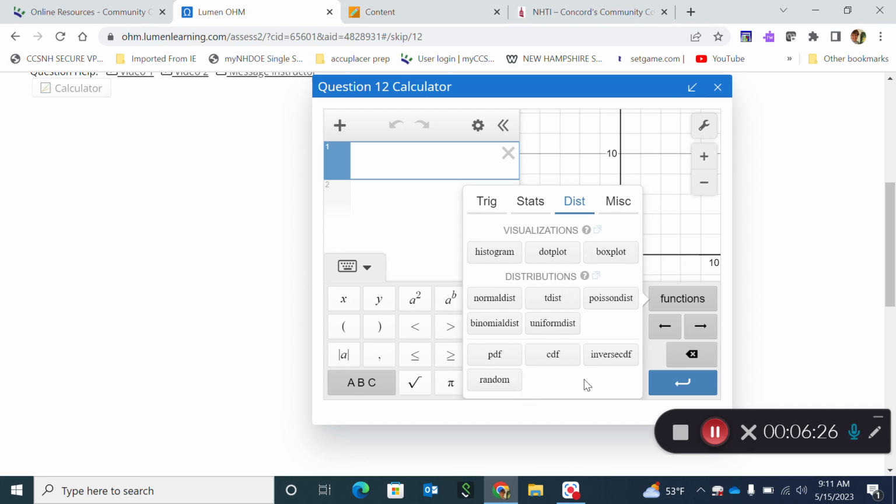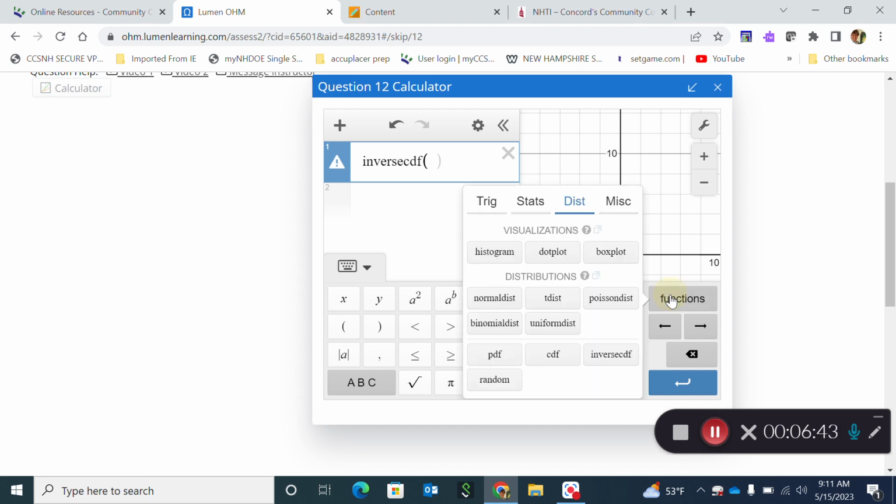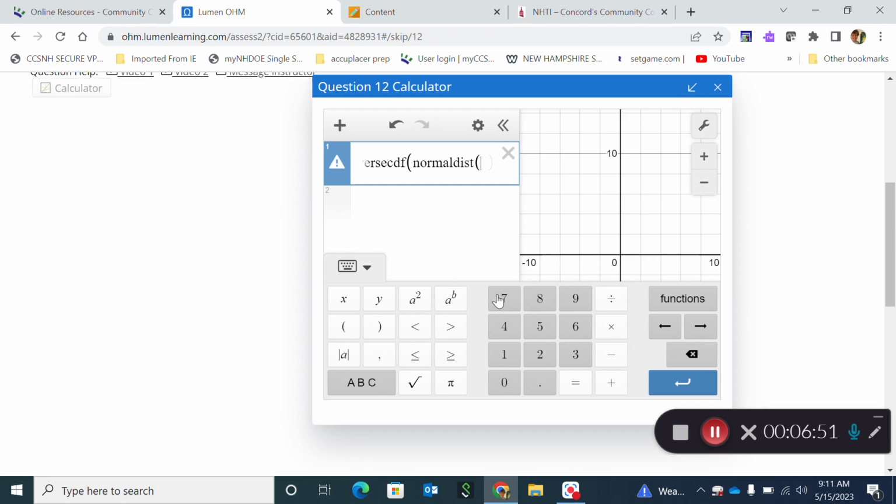And this time, I want it to work backwards, and backwards in math is usually an inverse. So I'm going to hit inverse. So this is inverse CDF. This is kind of a generic command that gives you the reverse for a lot of different cumulative density functions or these distributions. So we need to tell it what we mean. So the next thing is we're going to give it the normal distribution command. So now we've told the calculator, work backwards, normal distribution.